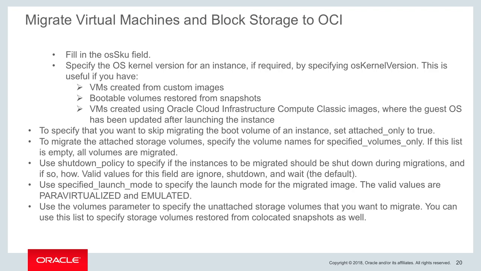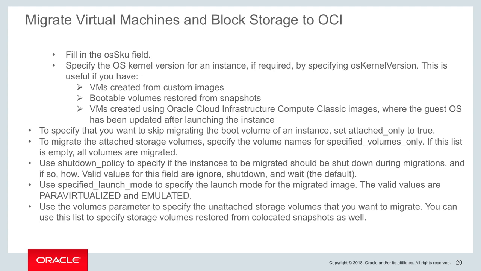To specify that you want to skip migrating the boot volume of an instance, set the attached_only field to true. To migrate the attached storage volumes, specify the volume names for the specified_volumes_only field. If this list is empty, all volumes are migrated. Use the field shutdown_policy to specify if the instances to be migrated should be shut down during migrations, and if so, how. Valid values for this field are ignore, shutdown, and wait. And wait happens to be the default behavior.